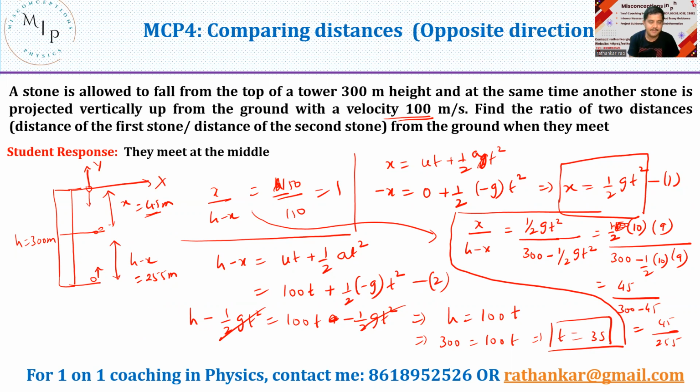And thus the ratio between these two should be 45 divided by 255, which if you want, you can solve and write as, how much will this be? 5 9s are 45, 5 5s are... The answer should have been 9 by 51. What did the student get? The student got an answer equal to 1. Okay. So this is how misconceptions arise.